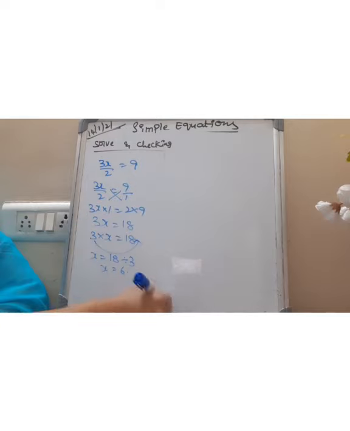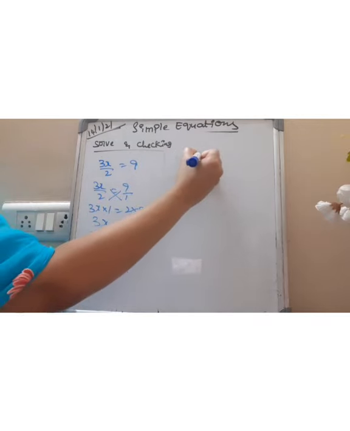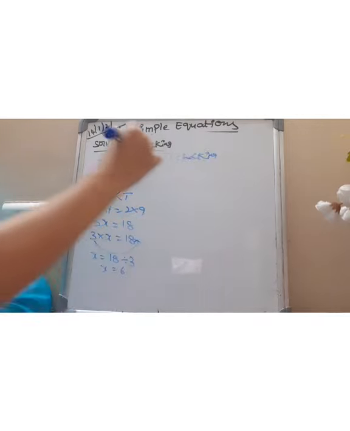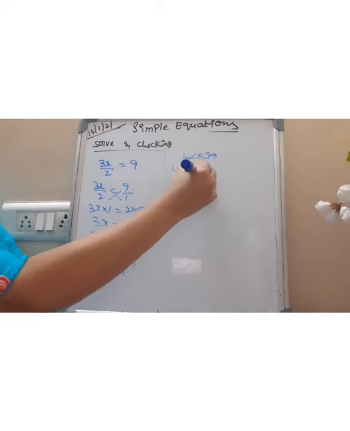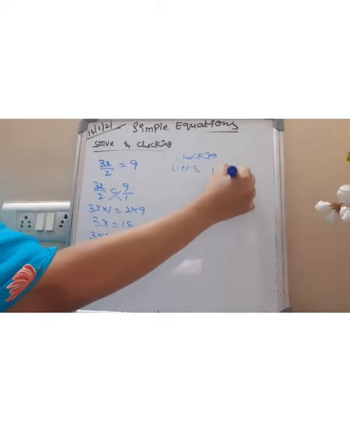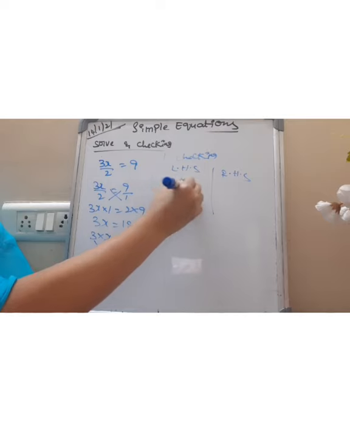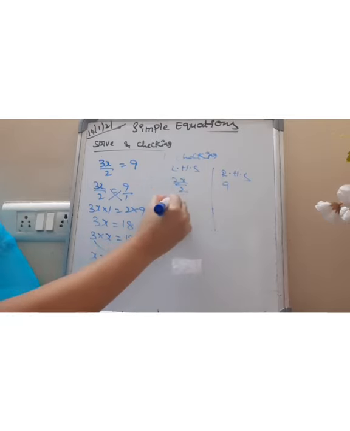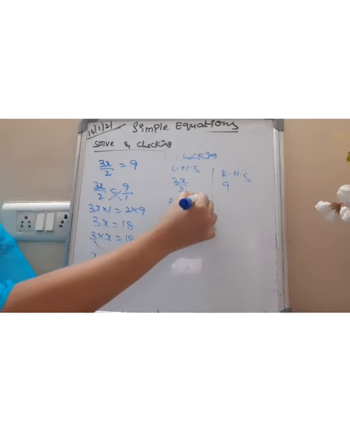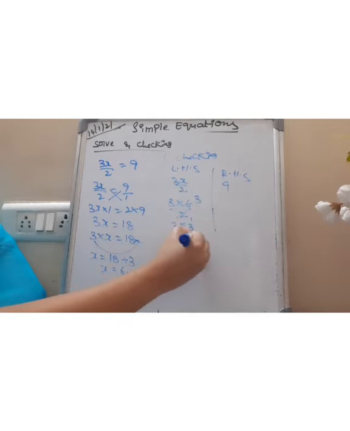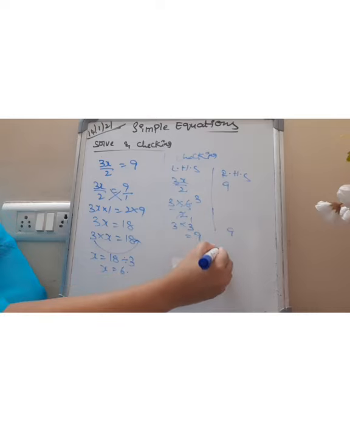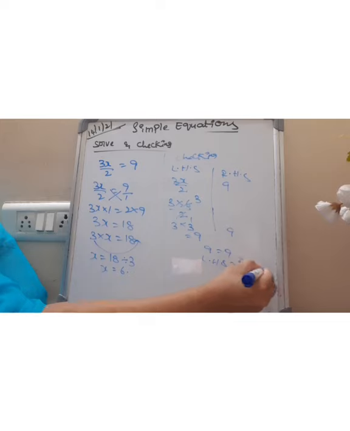Now we will go for the checking method. Right? So this is LHS, and this is RHS. What is your LHS part? 3x by 2. RHS is 9. So what is x? 6. 3 into 6 by 2. So 2 ones are 2, 2 threes are 6, so 3 into 3 is equals to 9. So we got 9 is equals to 9. So LHS is equal to RHS. So what is the value of x? x is equal to 6 is the solution for this problem.